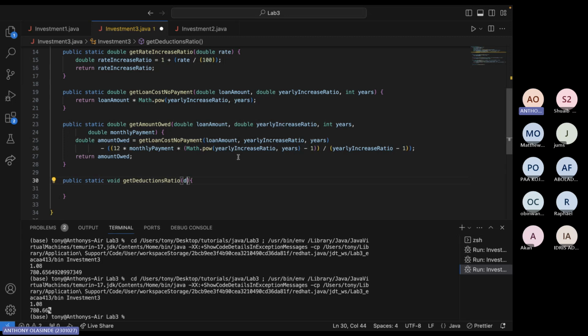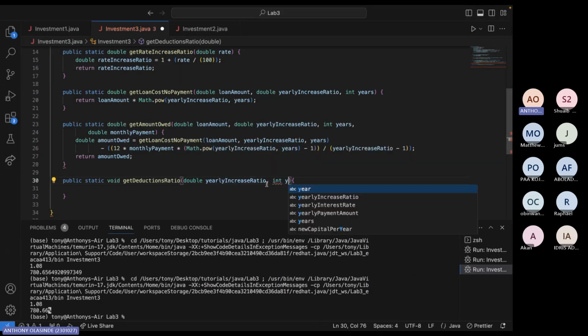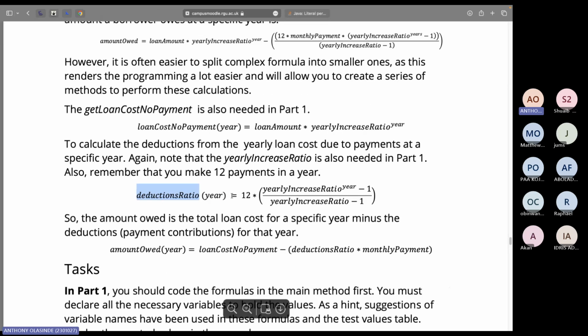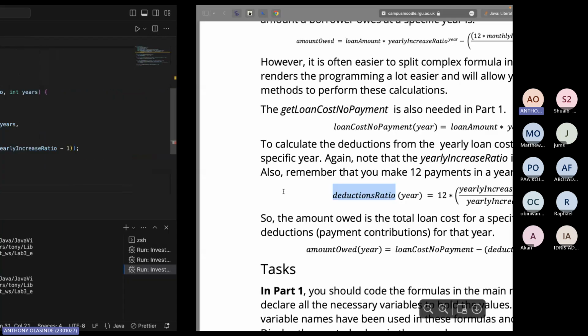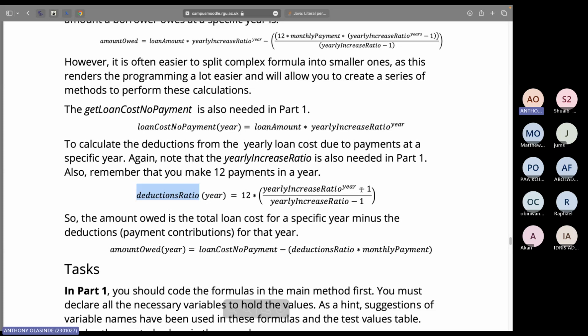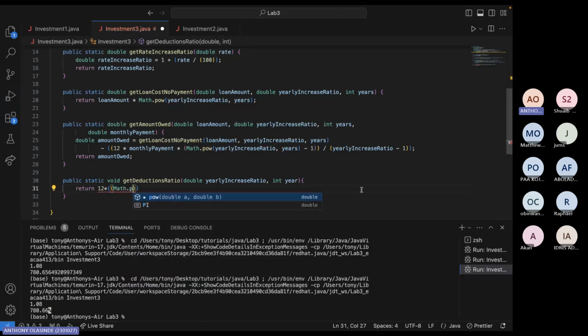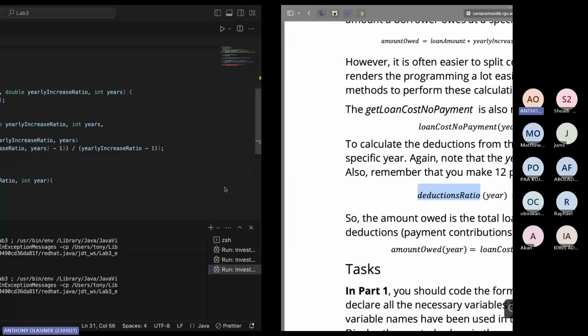So we say double yearlyIncreaseRatio, and our year is always an integer, int year, right? Then let's put the formula. That's 12 times, actually return 12 times our big brackets, our small brackets, yearlyIncreaseRatio by year. That's Math.pow(yearlyIncreaseRatio, year). That's fine. That's what we actually want.